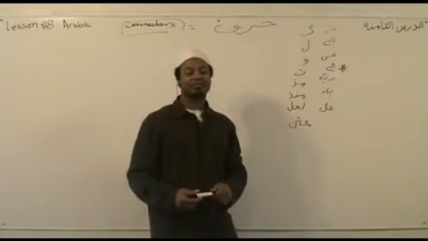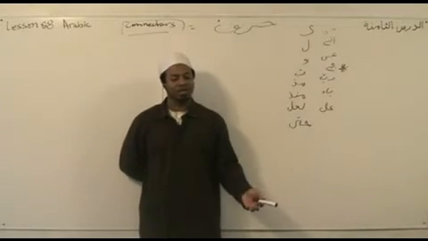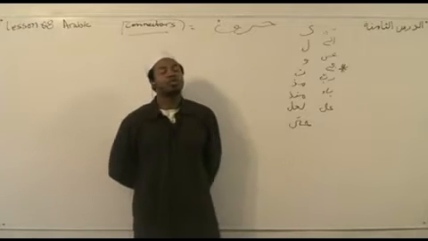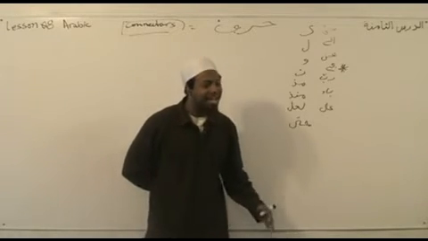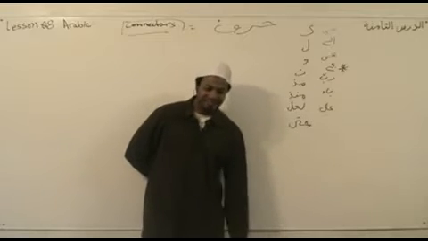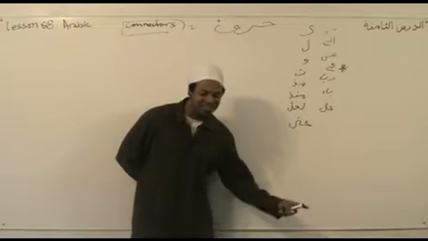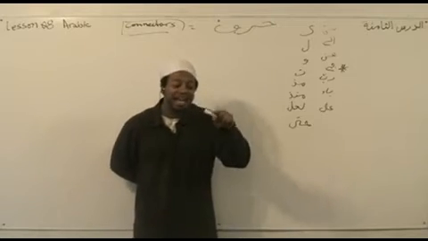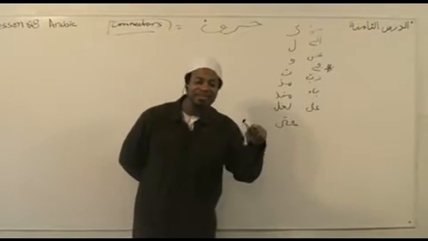Kaf. Everybody say kaf. Kaf means like something. Tashbih. It's similar. You say Zaydun kal asad. Zayd is like a lion. Kal asadi. Right? Or you say laysa kamithlihi shay'un. Allah says in the Quran, laysa kamithli. Right? Laysa kamithlihi.